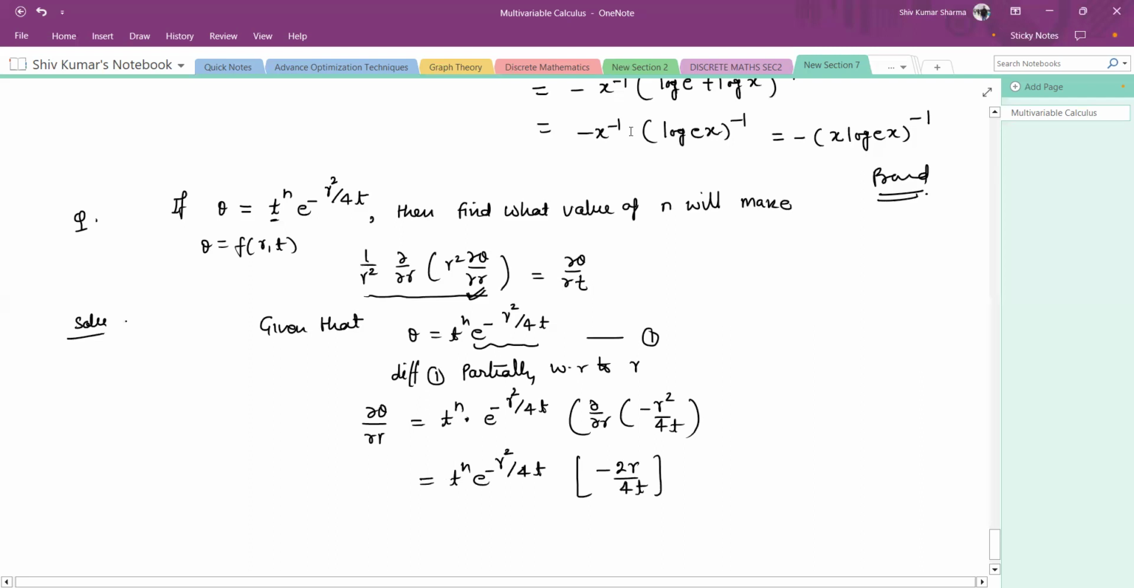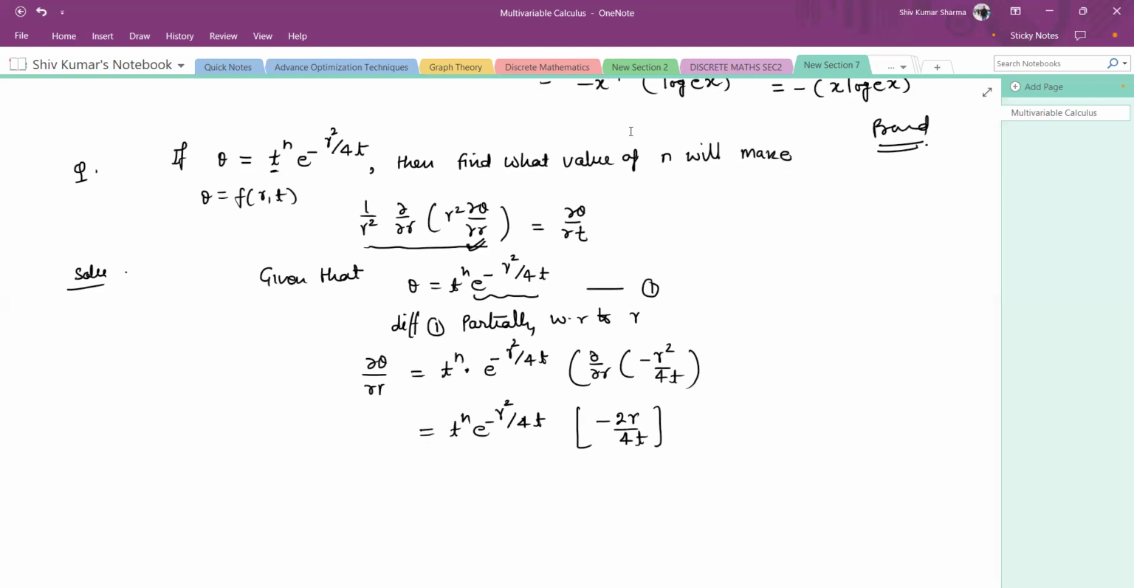So minus 2r upon 4t. Okay, so this can be written as minus 1 upon 2, minus 1 upon 2, and r or t raised to the power. So here we have t raised to the power n or upon t. So we can write this as t raised to the power n minus 1 or e raised to the power minus r square upon 4t. Okay. So now we see that.